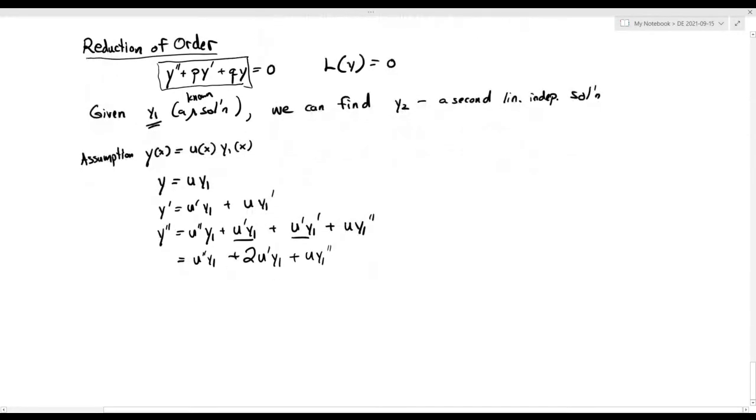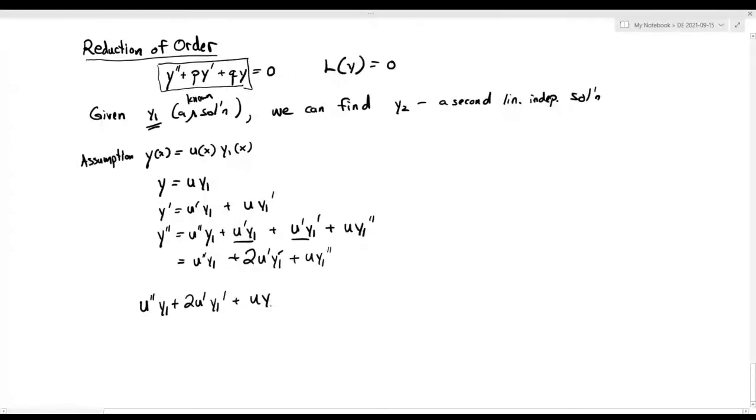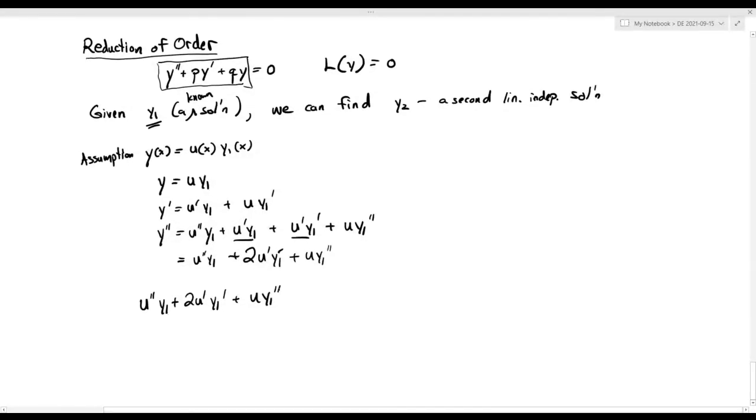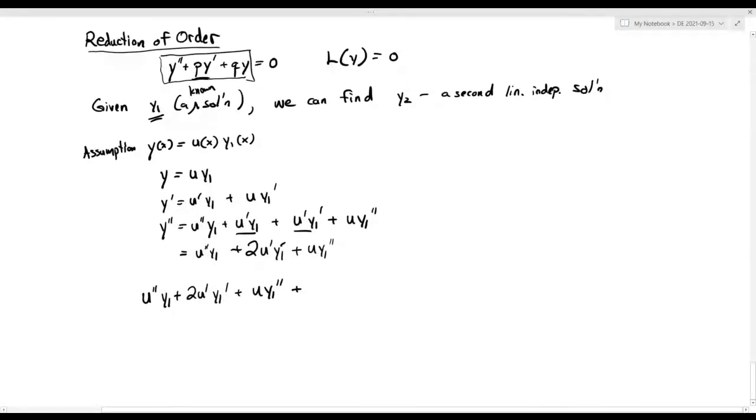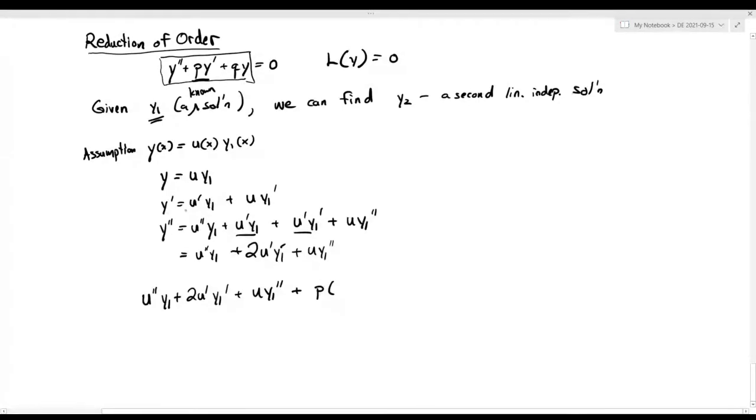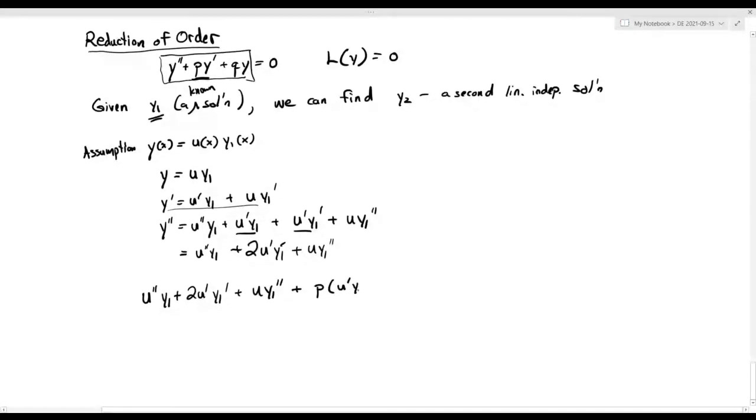And then we plug that into our homogeneous linear equation. So we have y double prime plus p times y prime, where y prime is here, and then plus q times y. And that should be equal to 0.